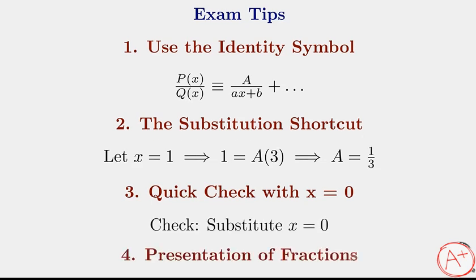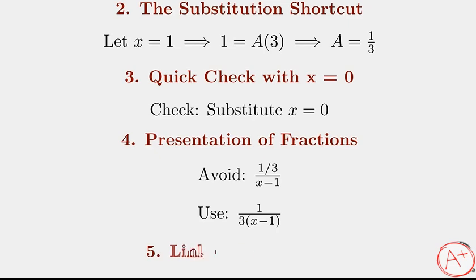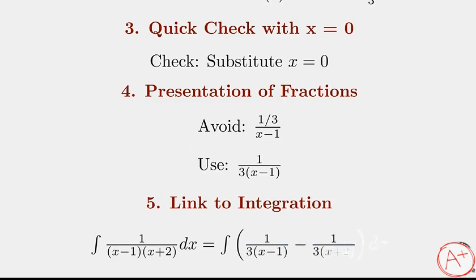When your constants are fractions, like a equals 1/3, do not leave them in the numerator. Write the denominator of the constant in front of the bracket in the main denominator, such as 1/3 times the quantity x minus 1. This is the standard expected in the mark scheme. Remember that partial fractions are often the first part of a multi-part question. Always ensure your decomposition is correct, as an error here will often lead to incorrect results in subsequent integration or binomial expansion steps.